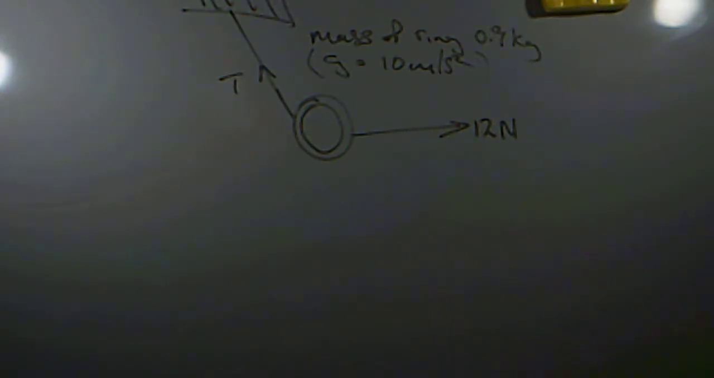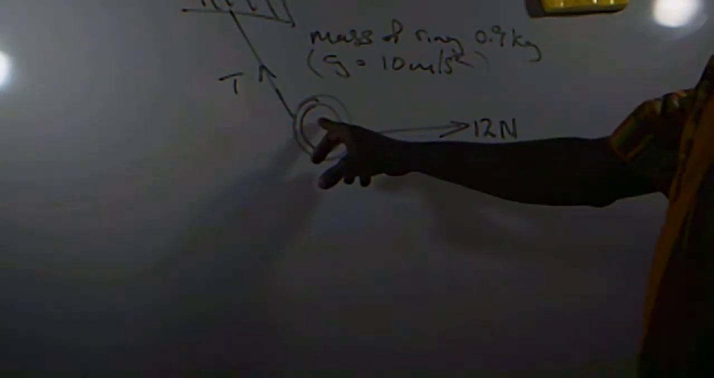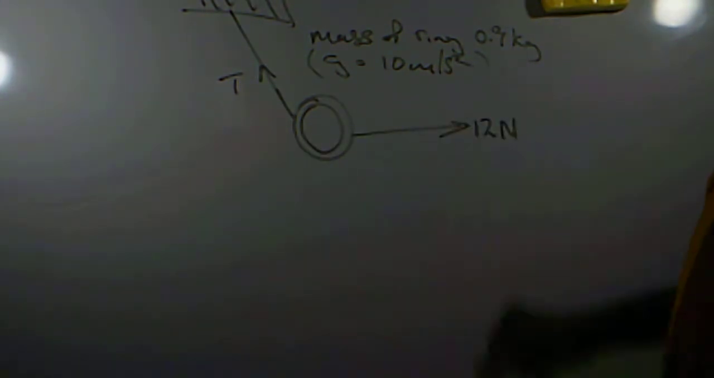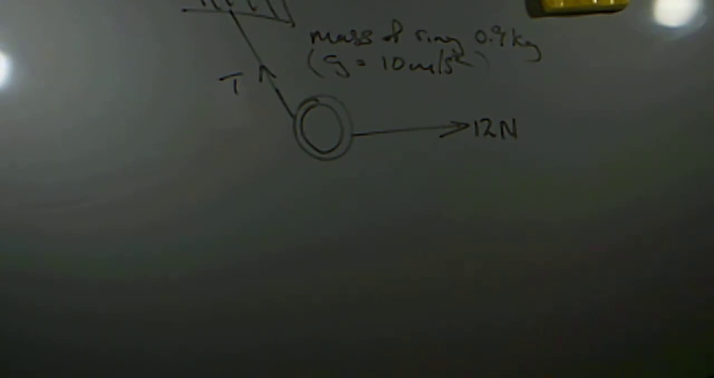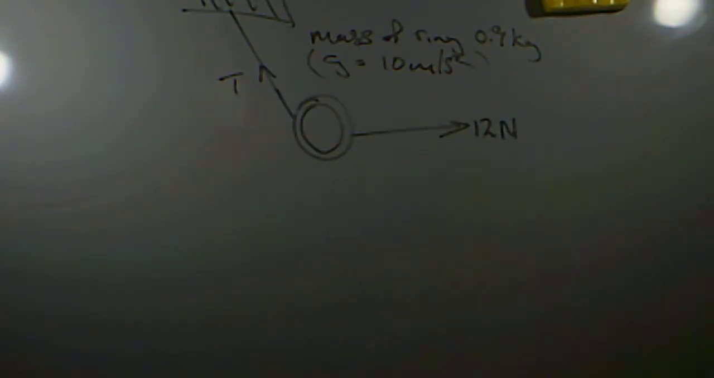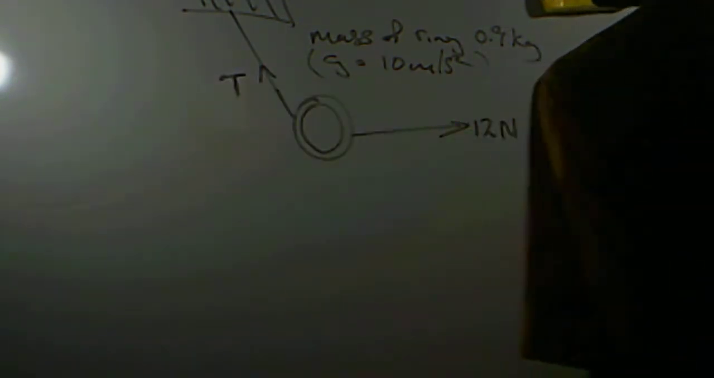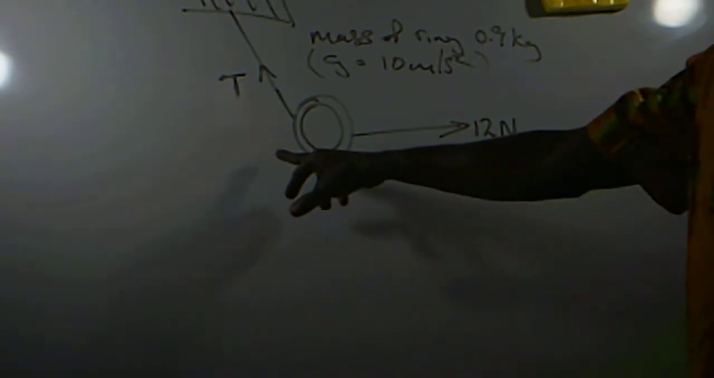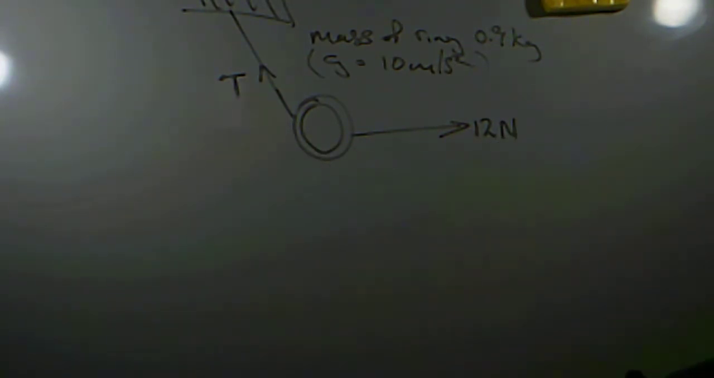Hello everyone, we have a diagram on the board, and in this diagram a ring of mass 0.9 kg is suspended by a cord, and that cord has a tension on it which is T. We call the tension T, and it's being pulled horizontally by a force of 12 Newton. Now the question here is that we have to calculate the tension.